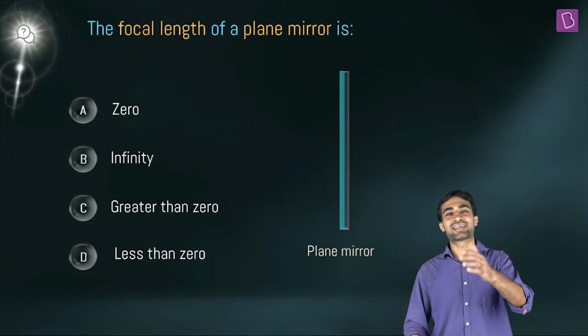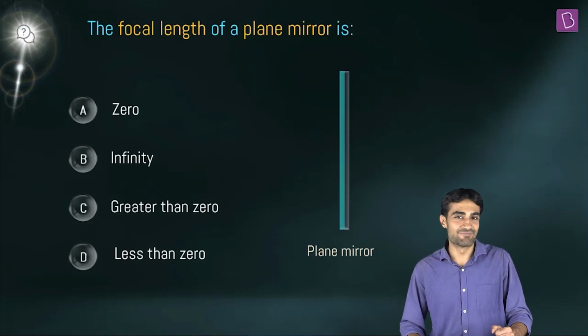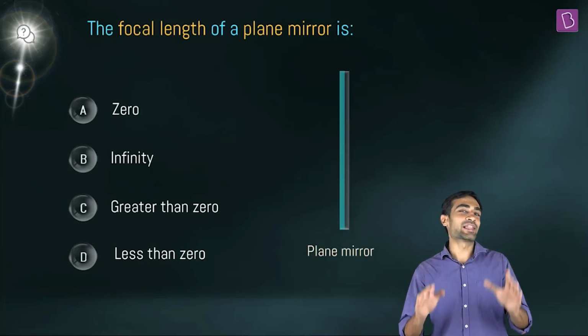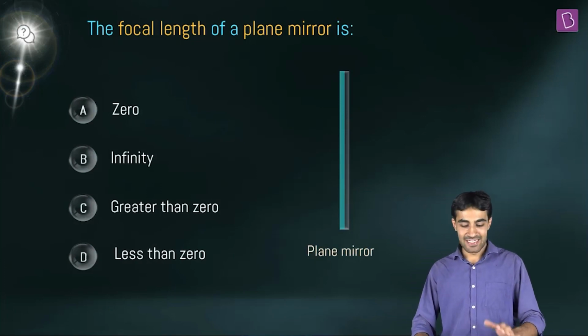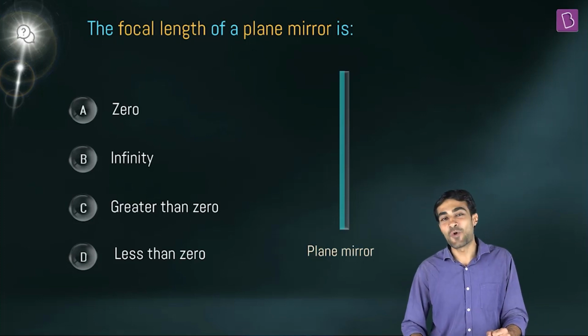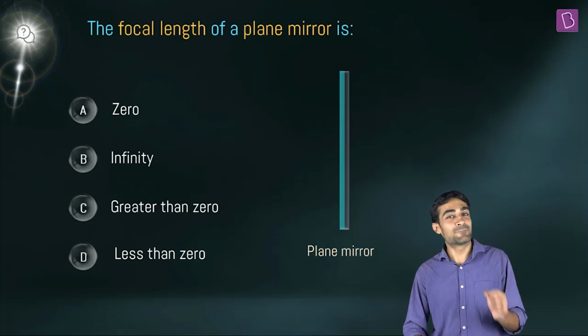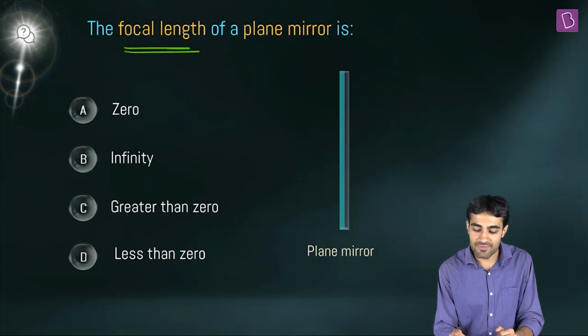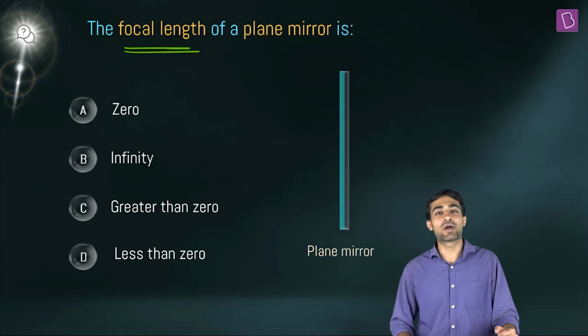So guys, let's have a look at this amazing question. The focal length of a plane mirror is. Options are 0, infinity, greater than 0, less than 0. So what is the focal length of a plane mirror? This is the question. Now, what do we really mean when we say focal length?